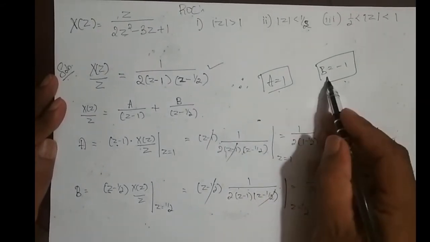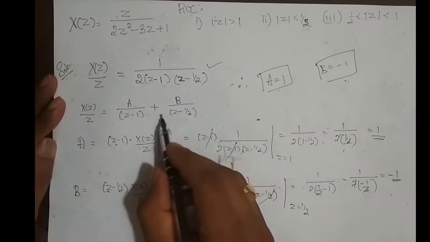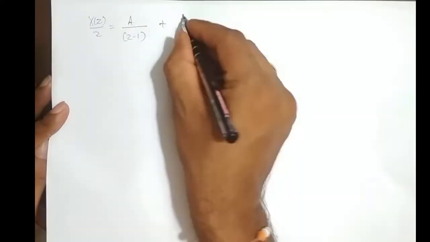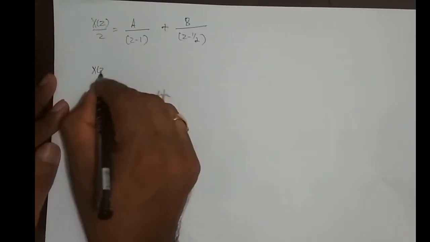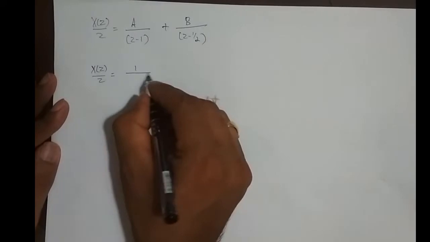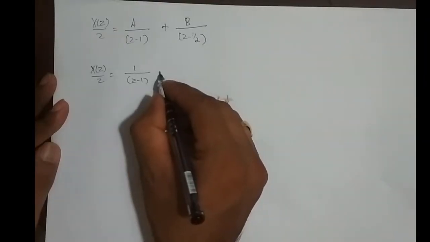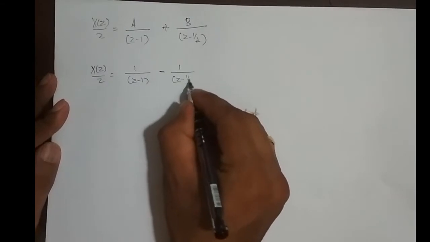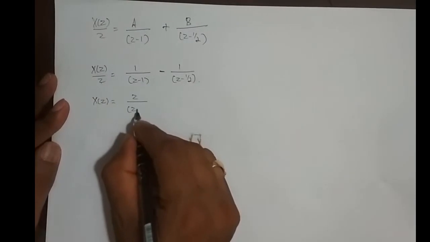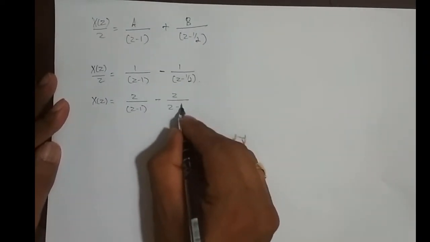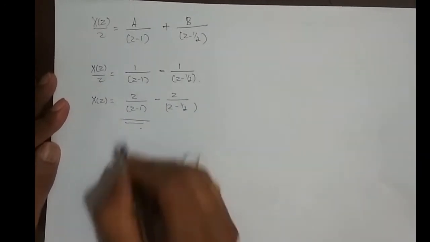Now I need to plug these A and B values into this equation. So we have X(z)/z = A/(z − 1) + B/(z − 1/2). Now we put the values of A and B: X(z)/z = 1/(z − 1) − 1/(z − 1/2). I'll take this z to the other side. X(z) is equal to z/(z − 1) − z/(z − 1/2). So this is the basic equation we got.